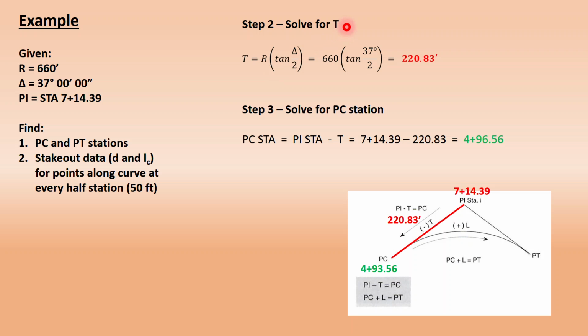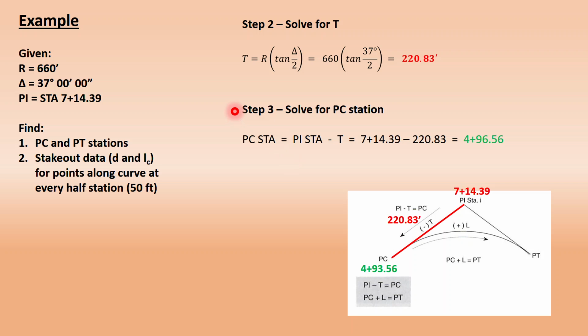So step 2, we did this last week when we solved for the PC station, is to solve for your T distance, your tangent distance. If you recall, your tangent is equal to R times the tangent of delta over 2, which is 666 feet times the tangent function of 37 degrees over 2, or 220.83 feet. And if you know your tangent distance T, like you can see down here in the diagram, we looked at this diagram last week as well. If you know this station, we're working backwards to get back to our PC, so we want to subtract that linear distance to determine the stationing of our PC along the curved alignment.